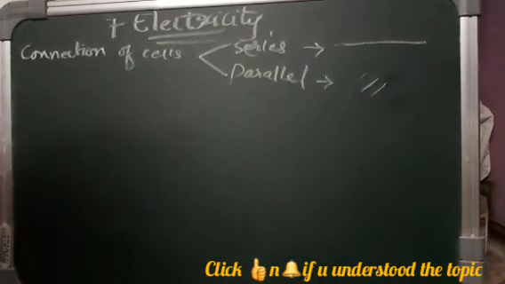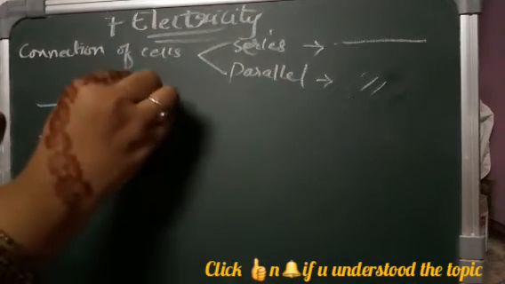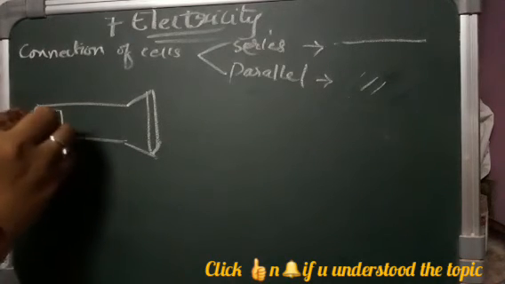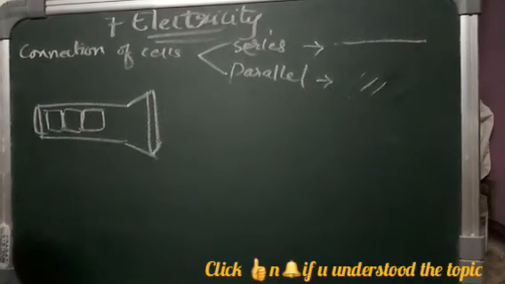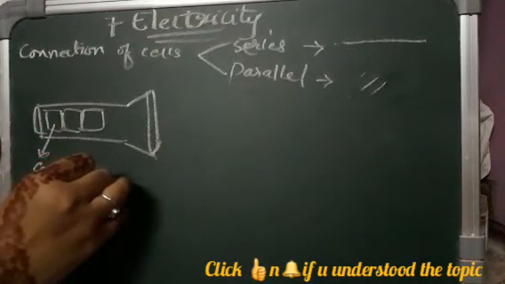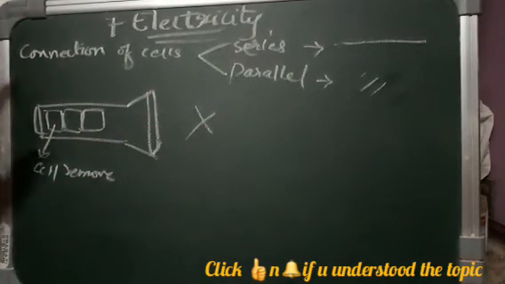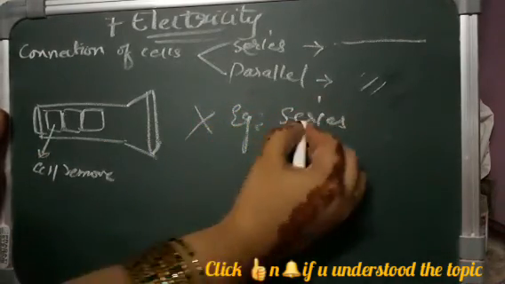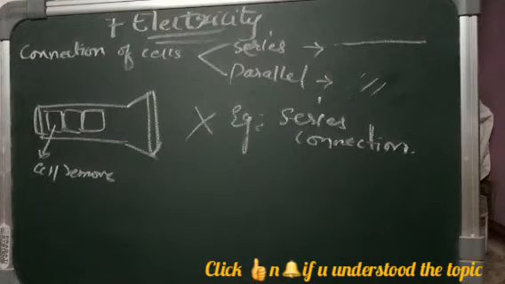For example, if you see a torch, what is happening in this torch? You have the batteries here, right? Connected, 1, 2, 3 batteries you have, isn't it? In this battery, if we remove one of the cells, then what will happen? Will the torch work? No, the torch will not work. That means the torch is the best example of series connection of the cells, isn't it?